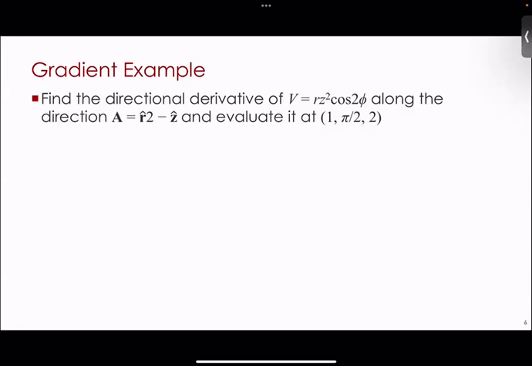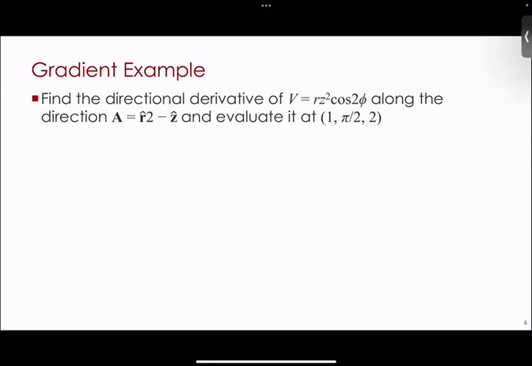It says, how is the gradient of v changing along whatever this is? To do this, we have to get the unit vector for this first. Do you remember how you get a unit vector from a vector? You divide it by the magnitude. What would the magnitude of that be?